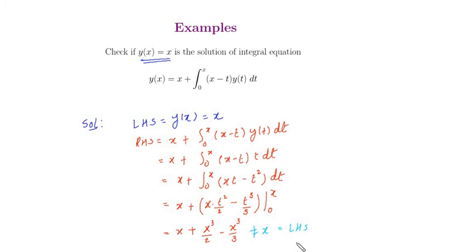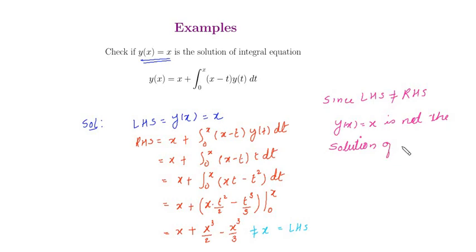So in this case, since LHS is not equal to RHS, because your RHS is this term after solving the integral and your left hand side is this x, y(x) equals x is not the solution of the given integral equation.